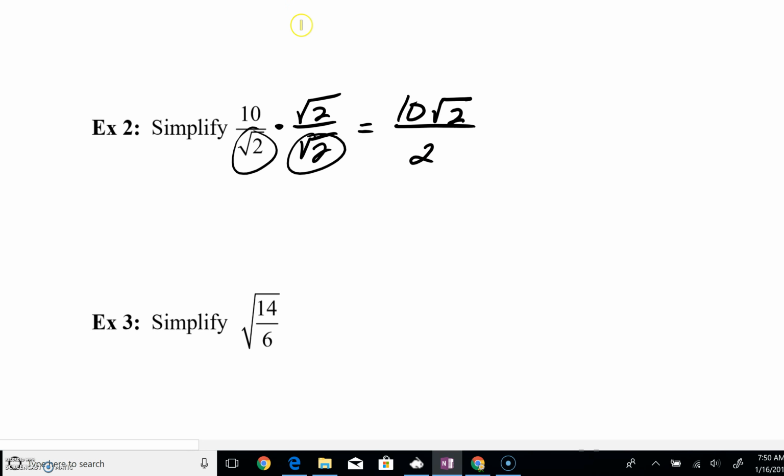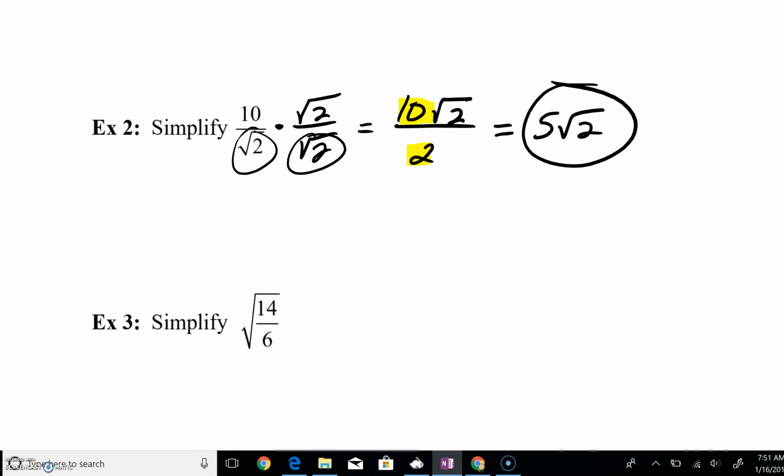However, we should always check our final answer just to see if we can reduce or simplify. And we can. 10 divided by 2 can be worked out. That's just going to be a 5. Your final answer is going to be 5 radical 2. Okay, so we're going to have some problems like that too, where after you multiply by your radical on the top and the bottom, you might have to simplify it.